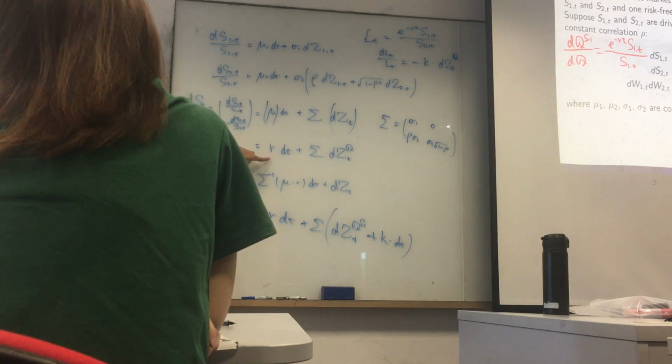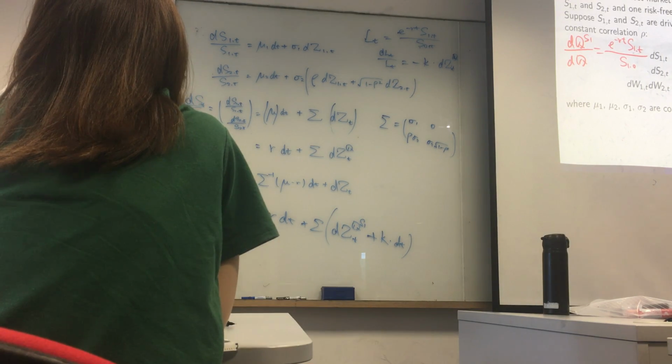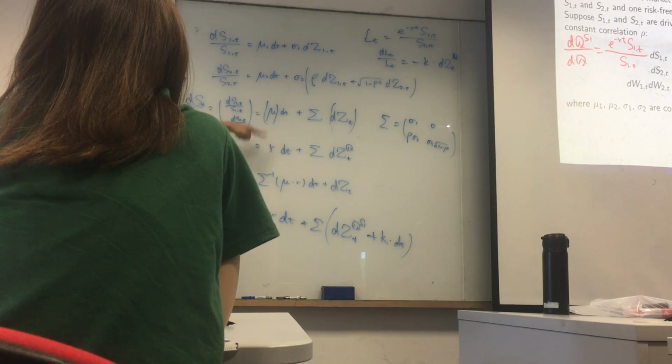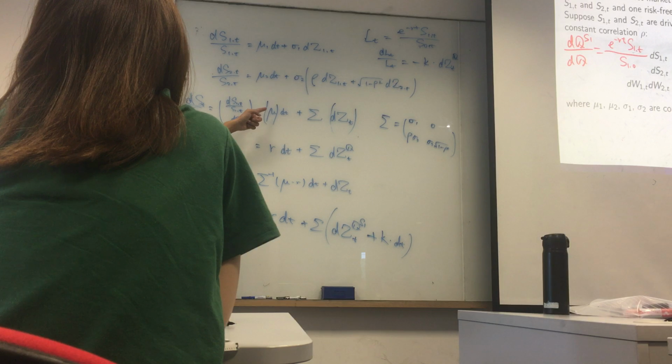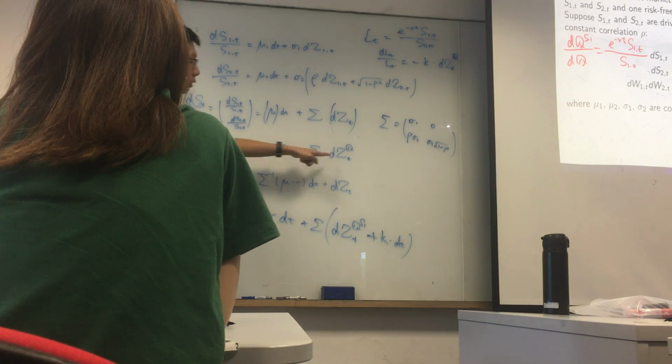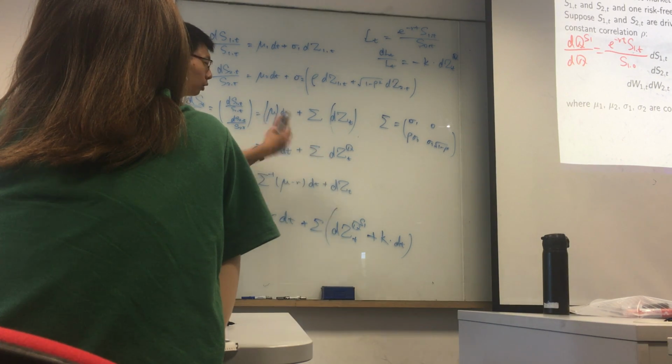The expected return of all the tradable assets will be r. So we know that finally the drift term will be r dt plus sigma dZtQ. So the difference is that we are changing the drift term from mu to r, and of course the Brownian motion will be changed accordingly.